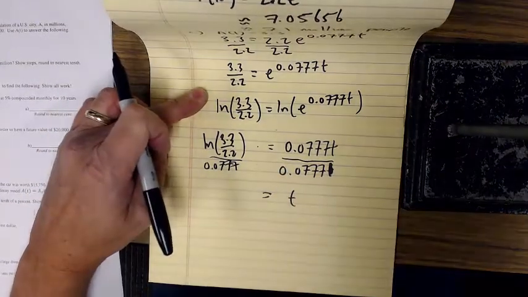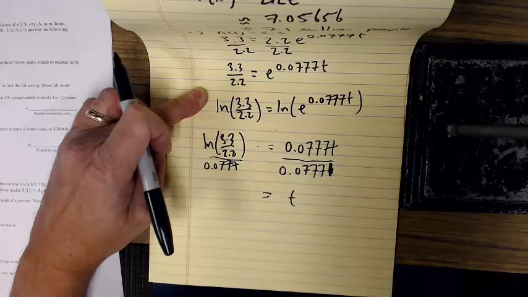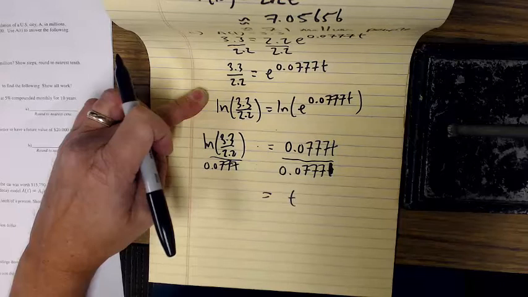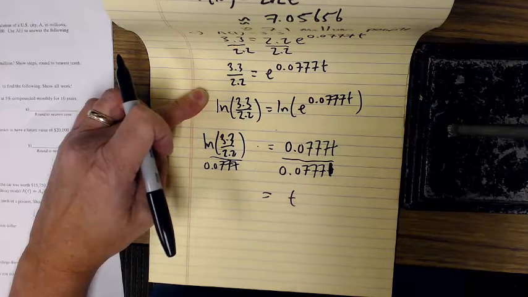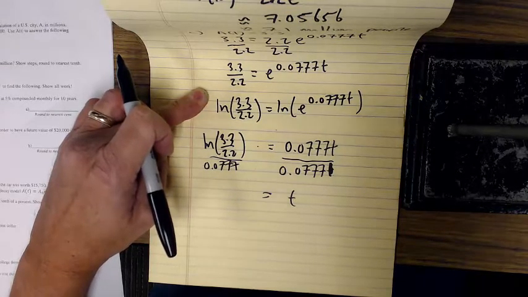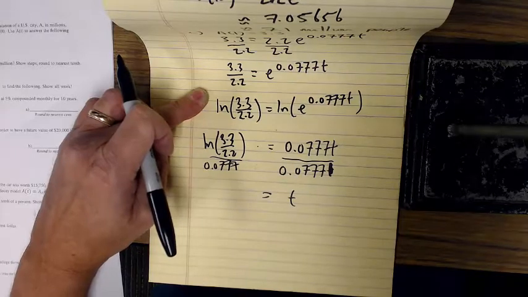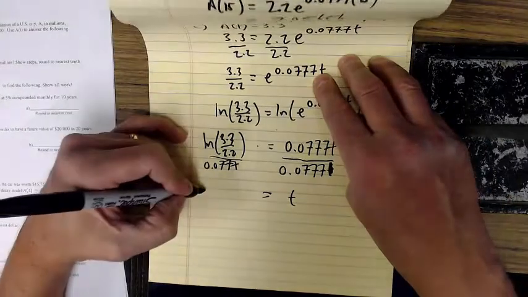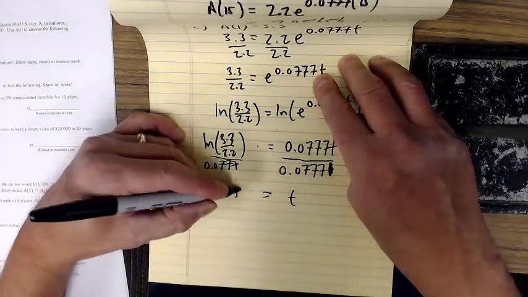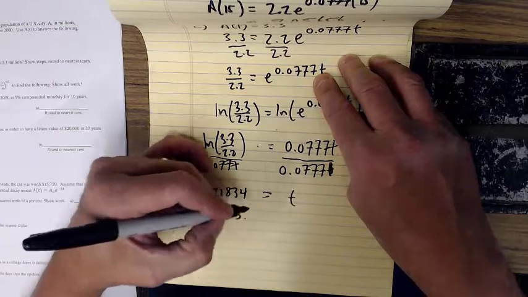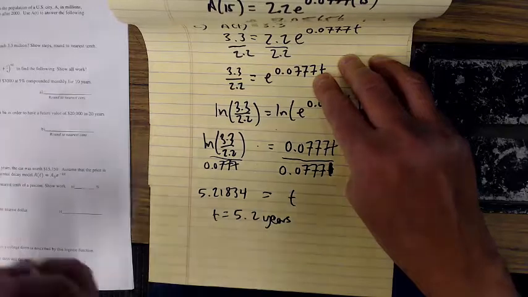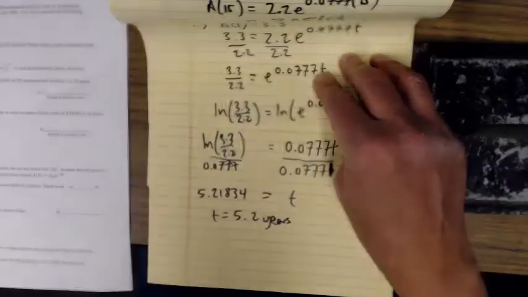So on your calculator, you key ln of 3.3 divided by 2.2, and then divide that by 0.0777, and you will get 5.21834. So it's 5.2 years, and it's 5.2 years after how many years? So after 5.2 years. There we go.